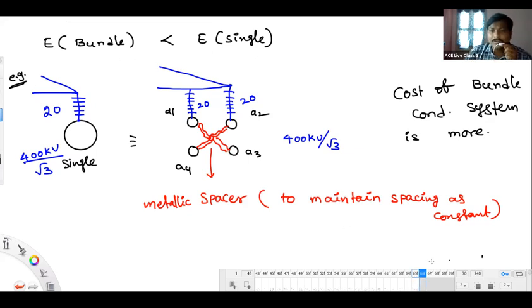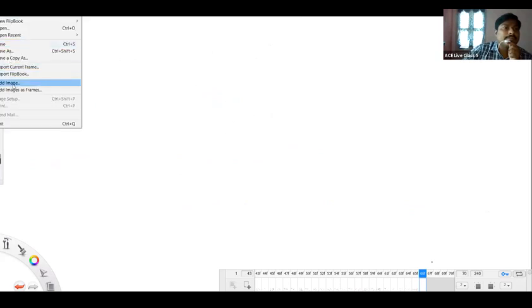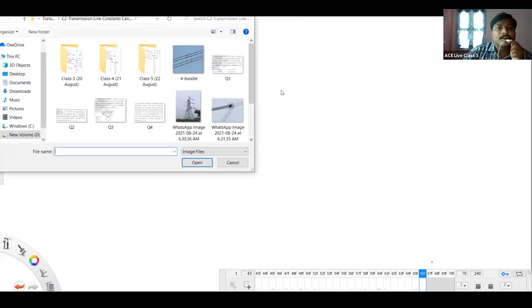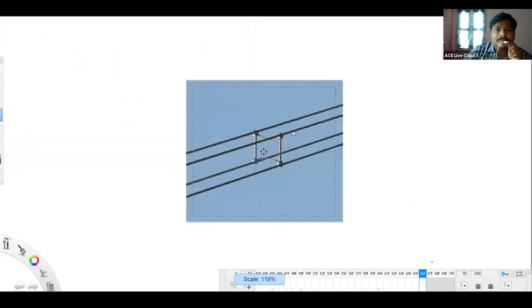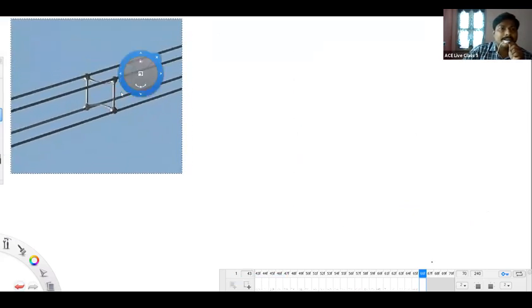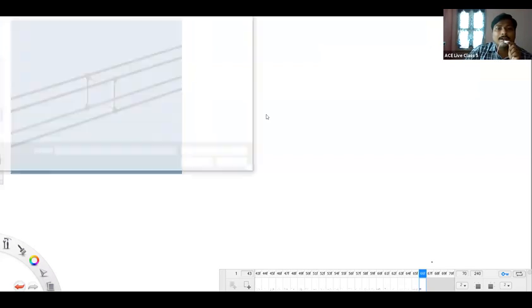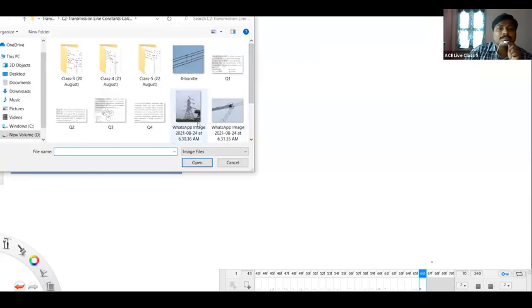I'll show some images. Just go through them once. You see, this is a bundle conductor of 4 subconductors. This is a spacer, what I said just now. It's a spacer, and these are 4 conductors. Okay, I'll show some more images which I collected outside practically.